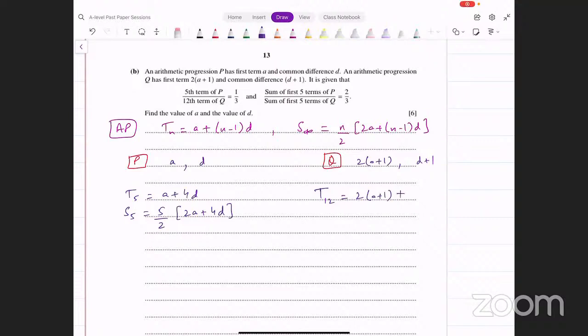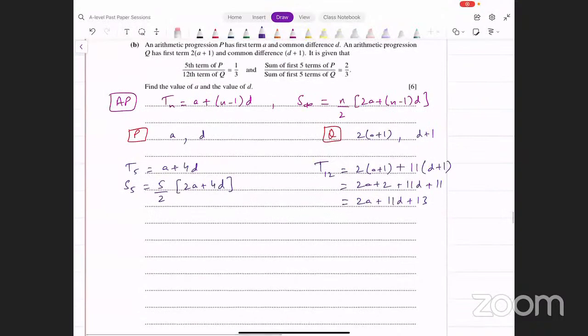Plus N minus 1, यानी 12 minus 1, that's 11 times the difference. Difference क्या है यहाँ पे? Difference is D plus 1. ये हमारे पास term formula आ गया. You can simplify this. This gives you 2A plus 2 plus 11D plus 11, and that is 2A plus 11D plus 13. ये T12 आ गया Q का.